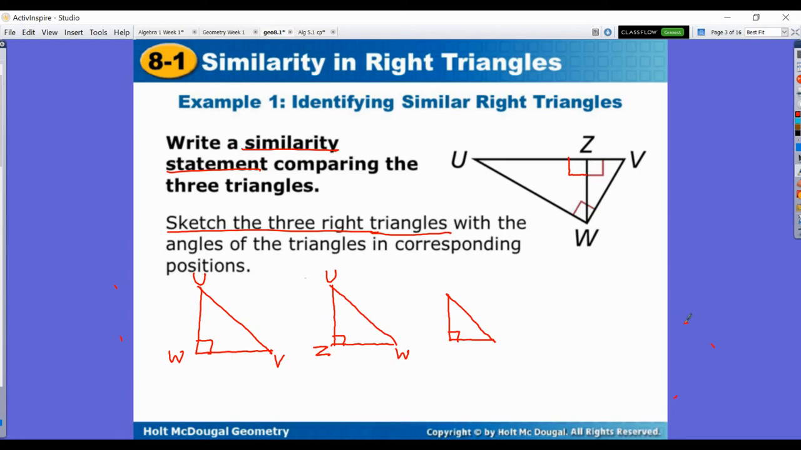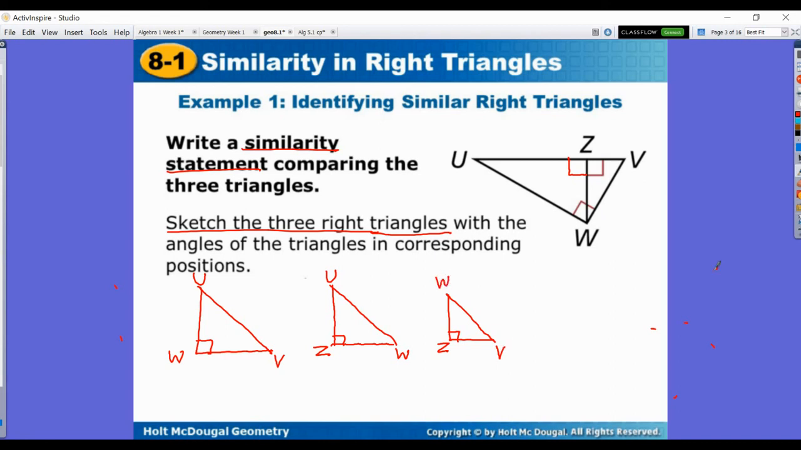Okay, start with your right angle of that triangle. The right angle is existing here at point Z. So Z is going to go right there. Now let's take a look at our two legs of this small triangle. We have our short leg, which is with V, and our long leg, which is with W. So V is going to go right there. W is going to go right there.